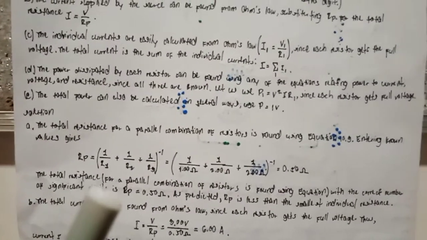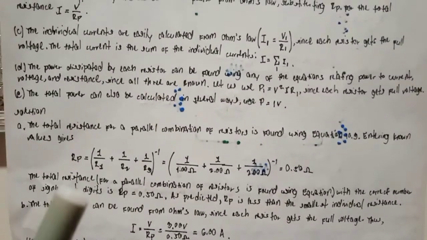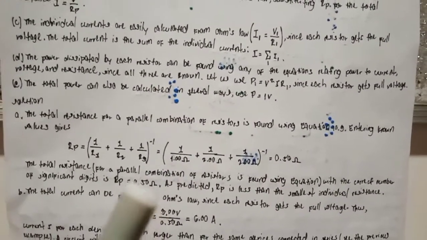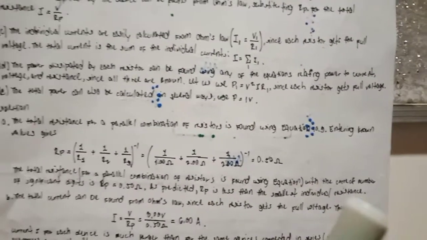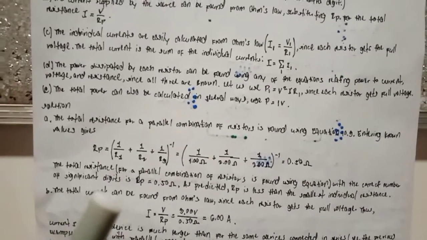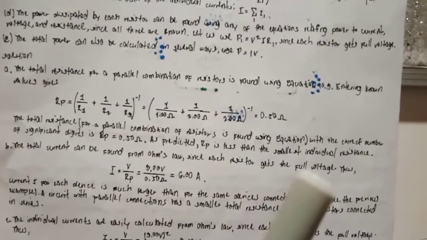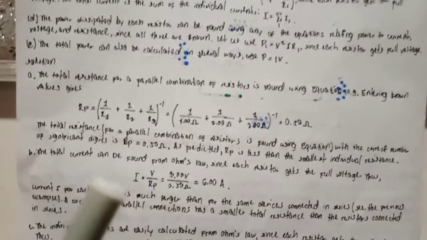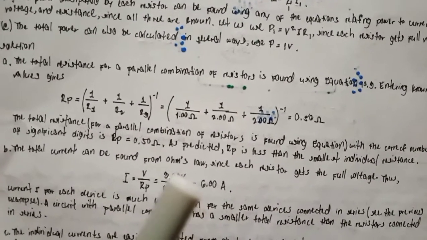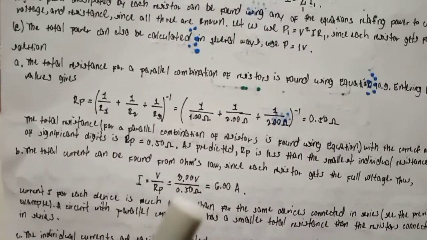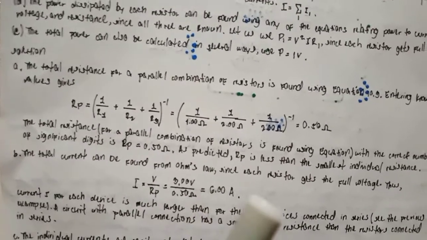So the total is 0.50 ohms. The total resistance with the correct number of significant digits is R sub P is equal to 0.50 ohms. As predicted, R sub P is less than the smallest individual resistance. B. The total current can be found from Ohm's law since each resistor gets the full voltage. Thus, I is equal to V over R sub P is equal to 3 volts over 0.50 ohms. So we are going to substitute, then the answer is 6 amperes.